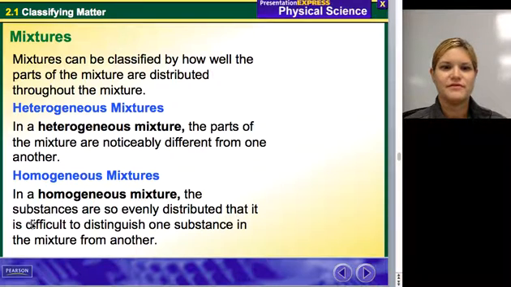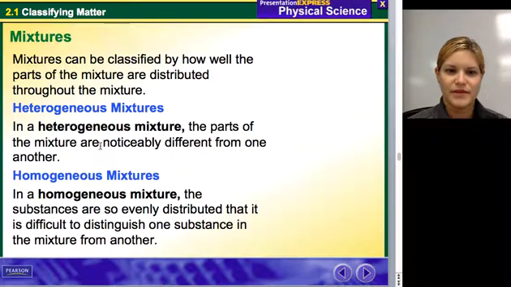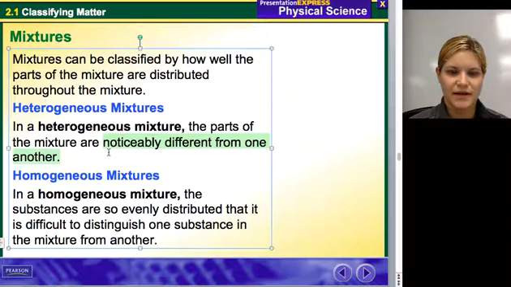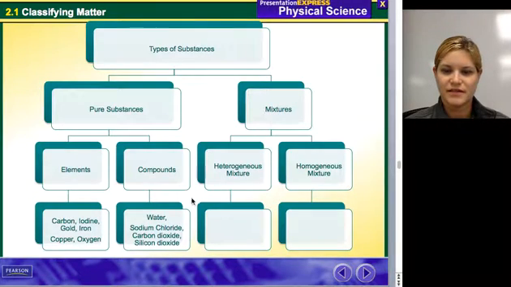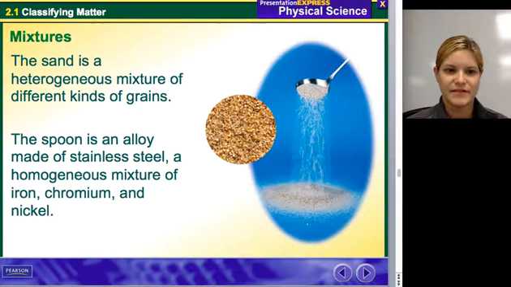Okay, so we're going to list our two types of mixtures. The first type is a heterogeneous mixture. And the important thing about a heterogeneous mixture is that the parts of the mixture are noticeably different. So you can actually pick out the different pieces of it. In a homogeneous mixture, the substances are so evenly distributed that you can't distinguish one from another. So let's go ahead and add heterogeneous and homogeneous mixture to our table. And then a couple of examples.